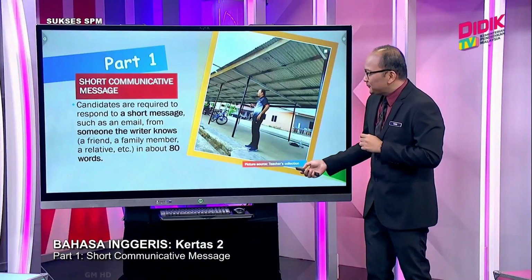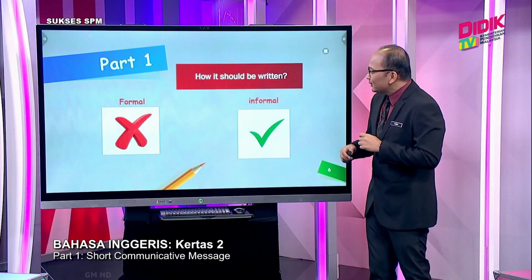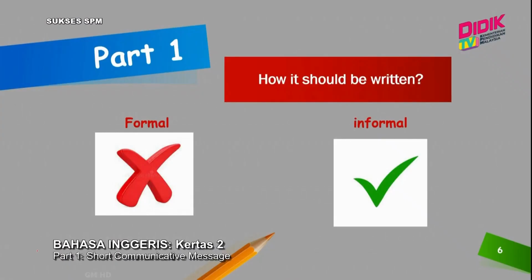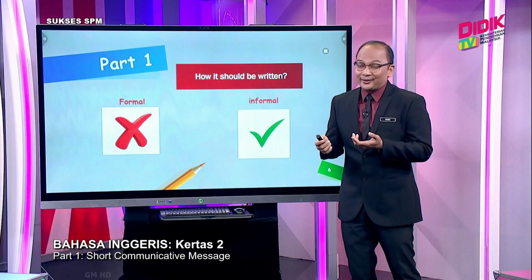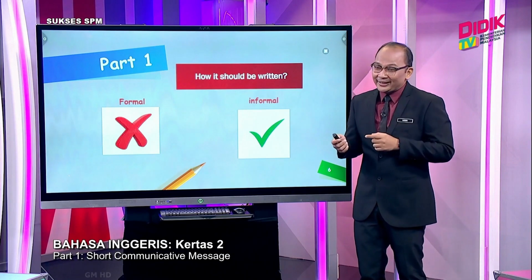Now, we go on to the next one: how it should be written. Is it formal or informal? What do you think, Chris? Well, because it's a communicative message, I think it should be informal. Is that correct? Yes. It should be informal writing because, as I mentioned before, you are writing to a person that you know, so of course you are going to write informally. Everybody, please remember that.